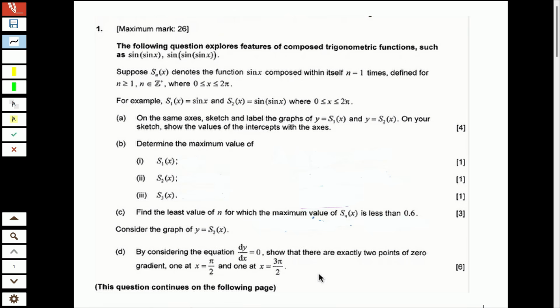Question 1. The following question explores features of composite trigonometric functions such as sin(sin x). Suppose S_n(x) denotes the function sin x composed with itself n minus 1 times, defined for n greater than or equal to 1, where n is a positive integer and x is between 0 and 2 pi. For example, S_1(x) equals sin x and S_2(x) equals sin(sin x). On the same axis, sketch and label the graphs of y equals S_1(x) and y equals S_2(x). On your sketch, show the values of the intercepts with the axes.